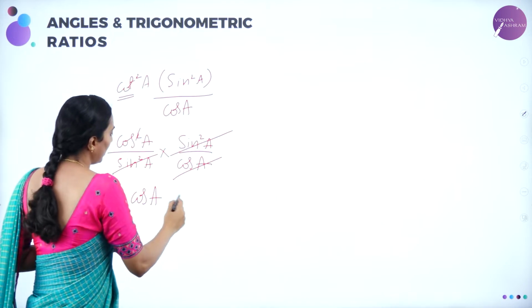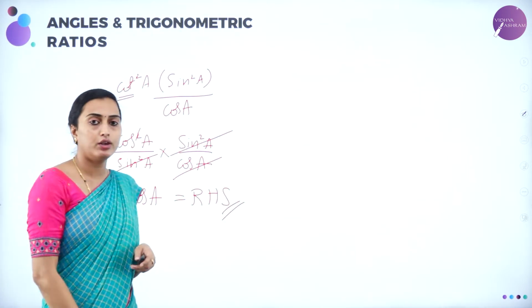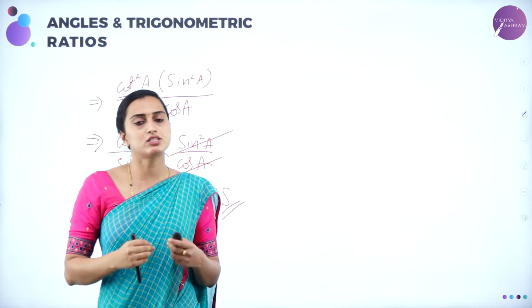So you got your RHS, which is nothing but cos A. That's it, dears. I hope you got this procedure. We'll move on to the next problem.